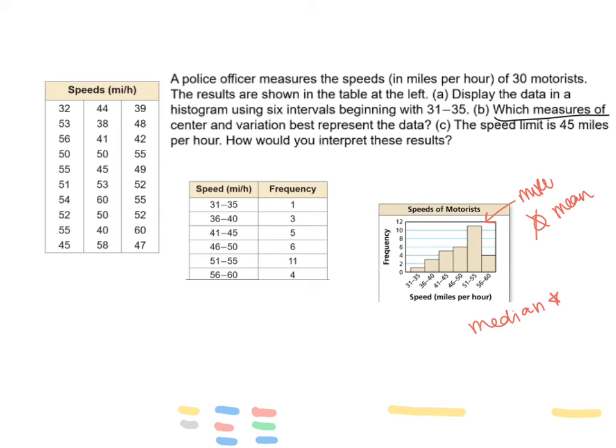All right, so part C then, the speed limit is 45 miles an hour. How can you interpret the results? Well, guess what? Here are the speed limits. So for part C, I would say something to the effect of, most motorists are speeding. That's 2 E's. Naughty, naughty motorists. Slow down and drive cautiously and have more social distancing.